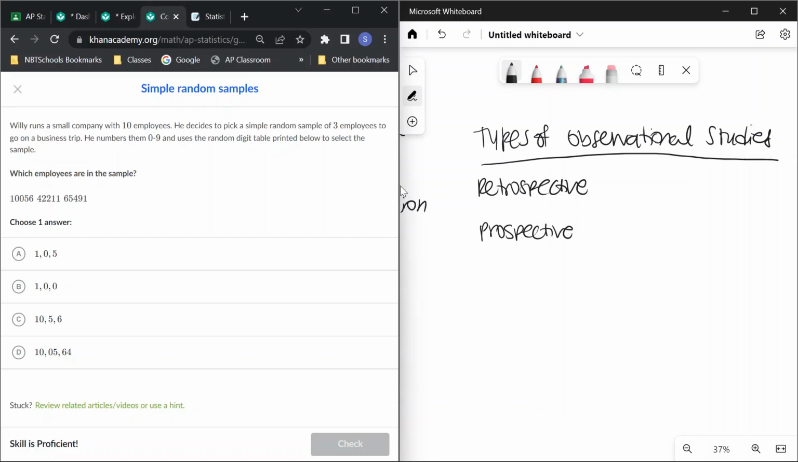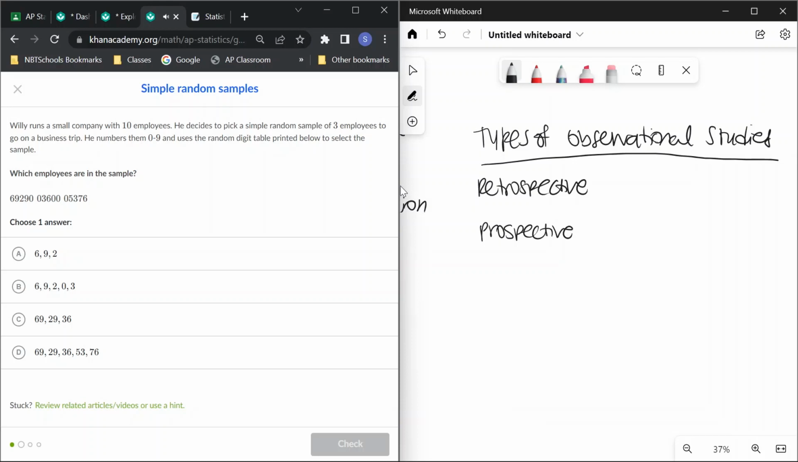Okay, isn't it just 105? It's 105. Oh, yeah, because it's 3, so it goes in order, 105, and you don't take repeating samples because they're employees. Yeah, okay. See, I totally knew that.